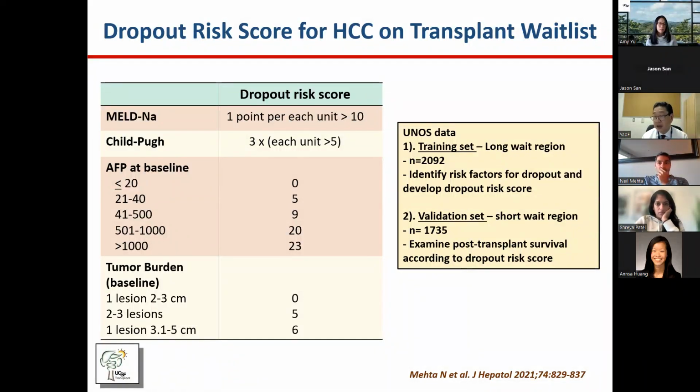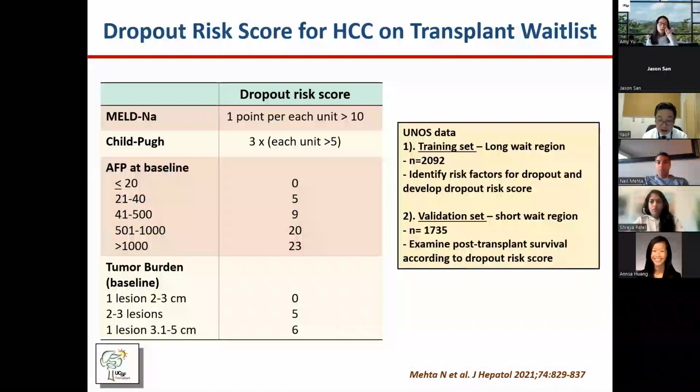And that patient still gets the same priority. So we like to do more in-depth analysis of waitlist dropout. This is a somewhat complicated study that was recently published. We analyzed the UNOS database and developed this dropout risk score based on MELD sodium, Child-Pugh score, AFP, and also tumor burden. In a training set, we looked at patients from long wait time regions and identified subgroups at different risk of dropout.